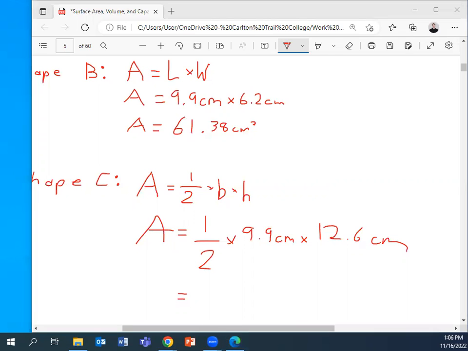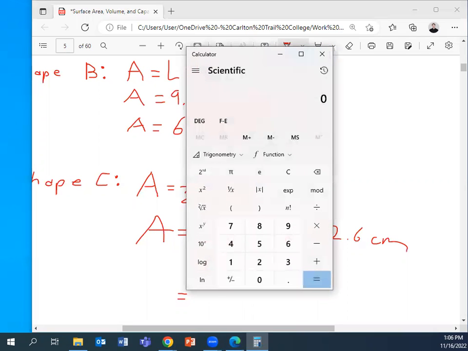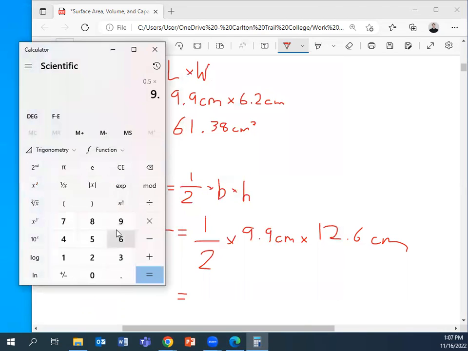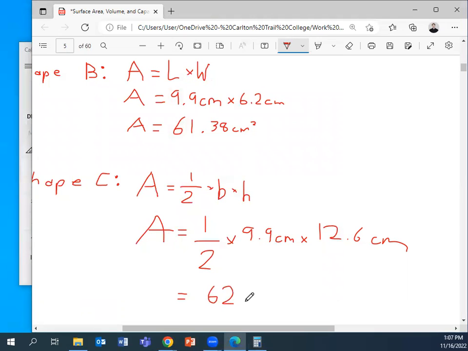Let's take a look. I probably did that wrong. I'm going to load my calculator up here. So first off, I'm just going to put 0.5. We know that that's a half, right? You could also just divide it by half at the end, but I'm taking a half times 9.9 times 12.6. I got 62.37.